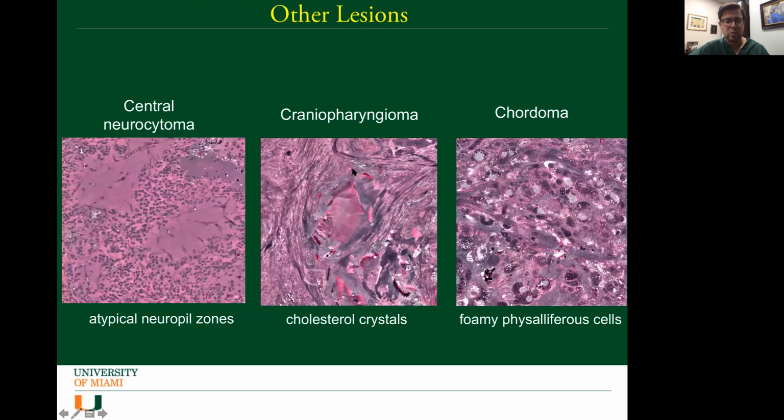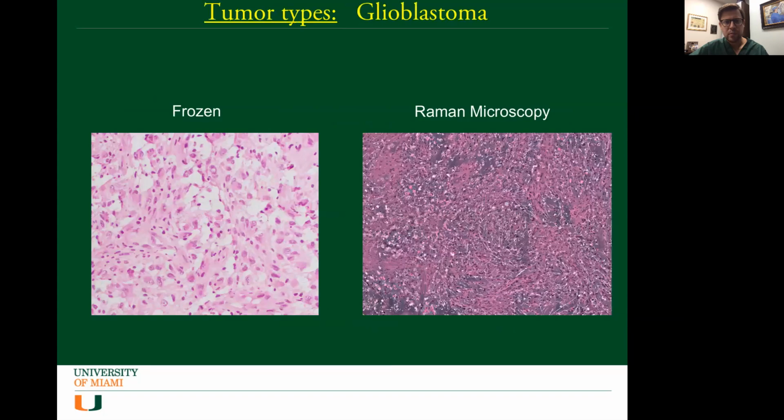For more rare tumors like central neurocytoma, craniopharyngiomas, and chordomas, again, there is resemblance of the key structures needed to make the diagnosis. In addition, cholesterol crystals here in craniopharyngioma, you can't even really visualize well in a frozen because the artifact from a crystal is not picked up well in a frozen sample at all. Glioblastoma, also very, very easy to make the diagnosis.